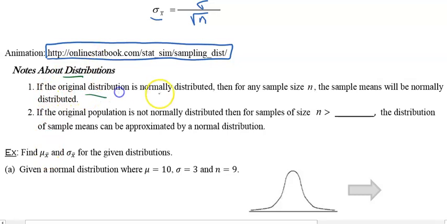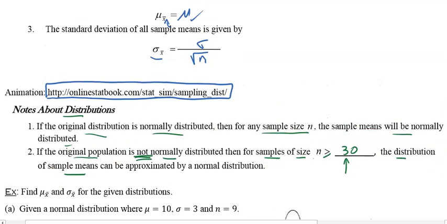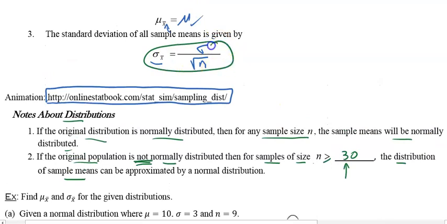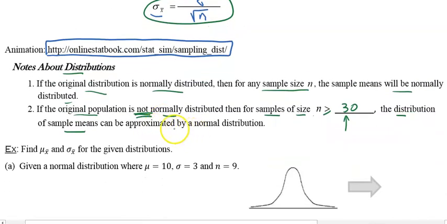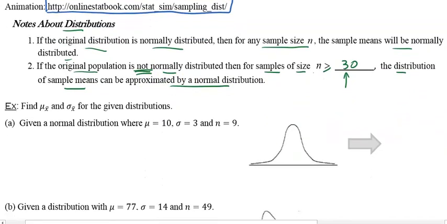If the original distribution is normally distributed, then any sample of size n will be normally distributed. No harm there. However, if the original population is not normally distributed, then for samples of size n bigger than or equal to 30, if you pick 30 or more from this population, we assume the distribution of the sample mean, as long as you adjust the standard deviation, is approximately normally distributed.